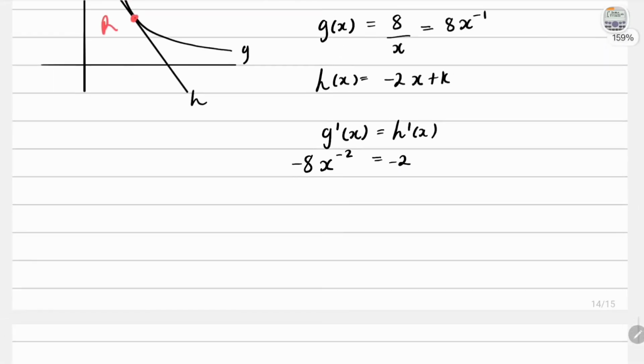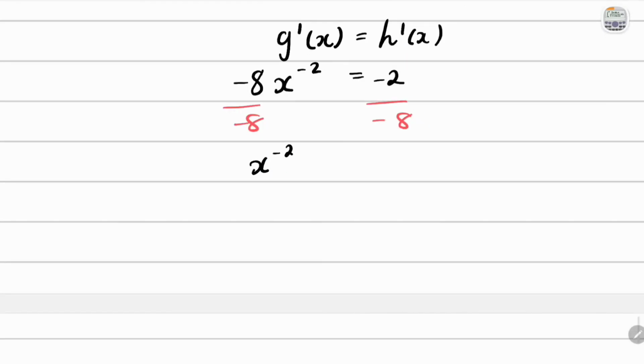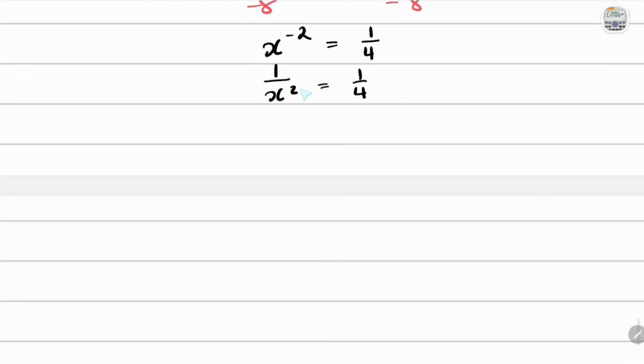That will be the x value of R, that point of intersection. Okay, so this is going to be divide both sides by negative 8 to solve. So x to the power of negative 2 equals positive 1 over 4. And then you can just move that to the denominator since the exponent is negative. So what we'll have here is 1 over x squared equals 1 over 4. And so this would mean that you could cross multiply, but we can also just see that this means that x squared is equal to 4.